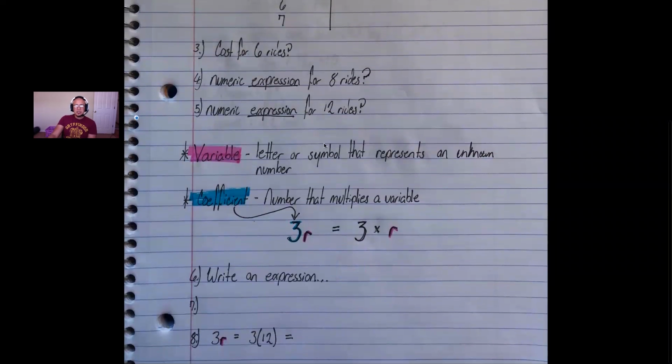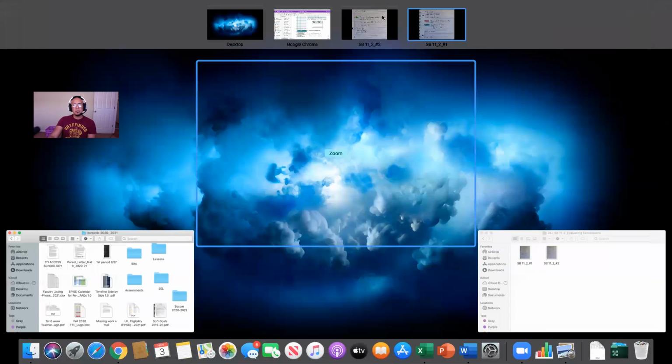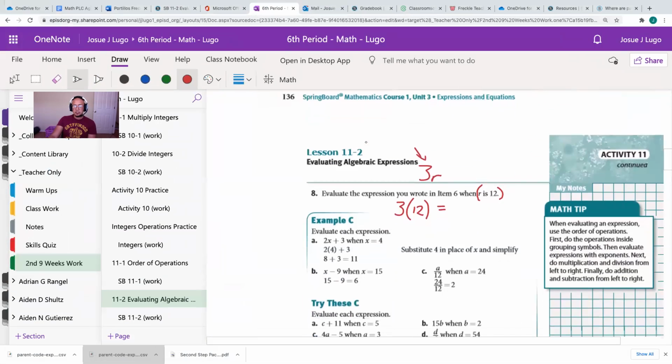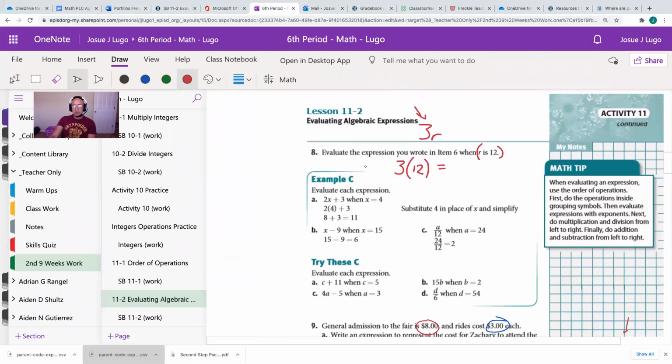All right. So let's go ahead and go to number 8. So let's scroll down to number 8. And number 8 simply reads, evaluate the expression. So our expression is 3r. All right, it's 3 times the number of rides, when r is 12. In other words, r is 12 means that we are going on 12 rides.